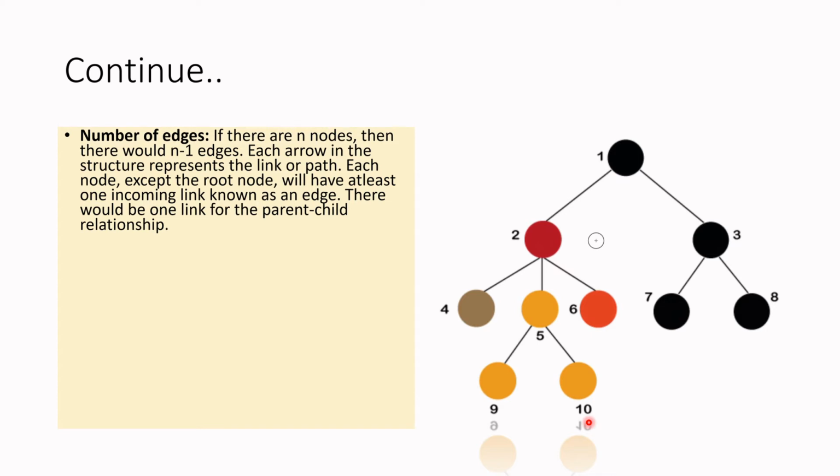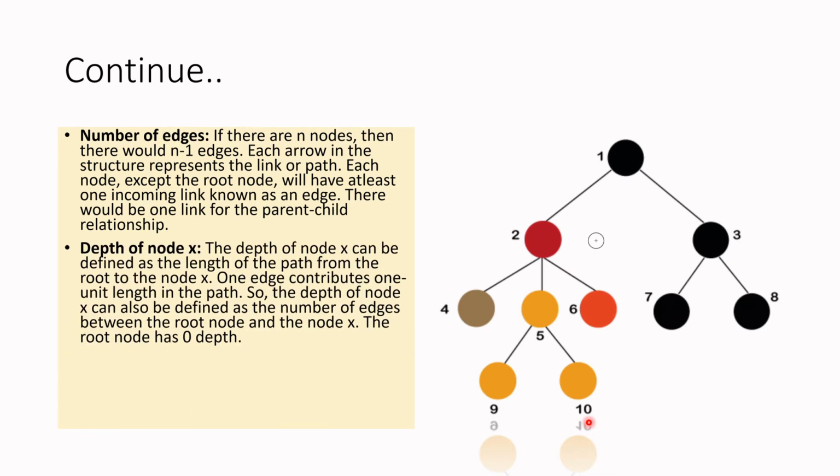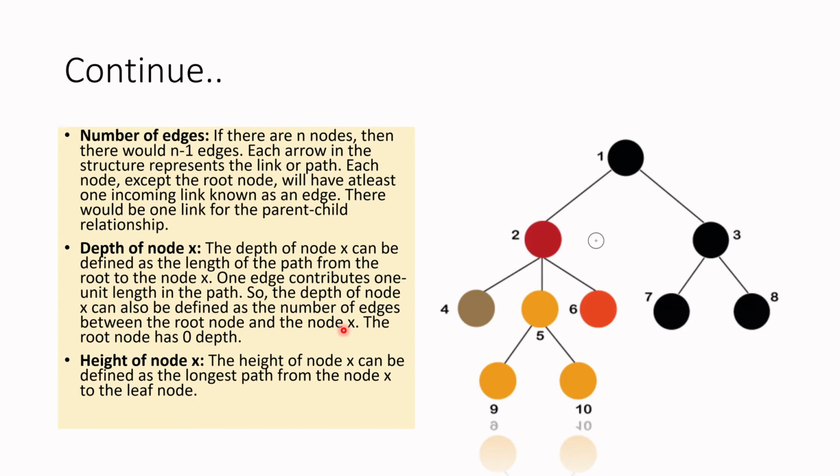Okay. Similarly, we have to find the depth of a node, right? The depth of node x can be defined as the length of the path from the root to the node. Each edge contributes one length to the path. So the depth of a node is the number of edges between the root and the node, correct? One more thing, the height of a node. The height of node x can be defined as the longest path from the node. We can go through it like this. Okay, the longest path.